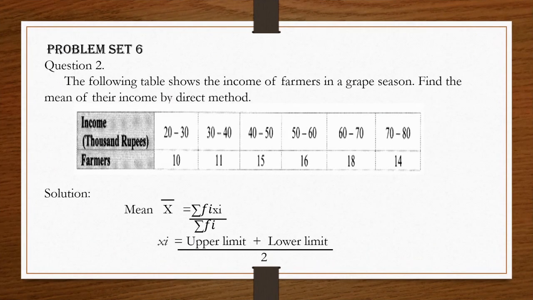Problem set 6, question number 2. The following table shows the income of farmers in a grape season. Find the mean of their income by direct method. In this question also, the class and frequency are given. Then solution. In direct method, mean x bar equals sigma fi xi upon sigma fi, and xi equals upper limit plus lower limit divided by 2.